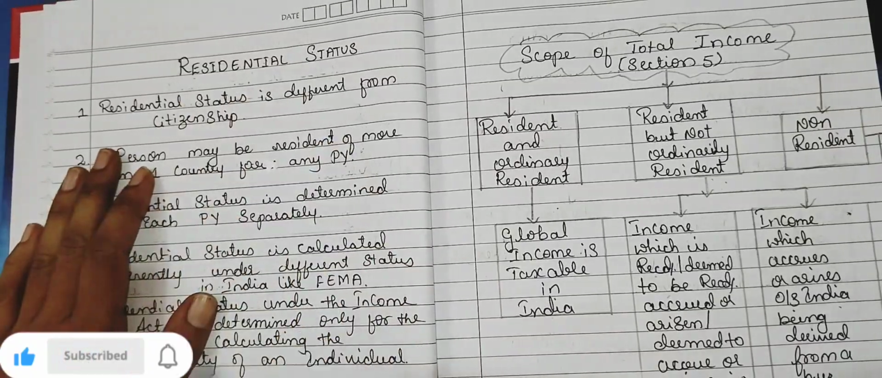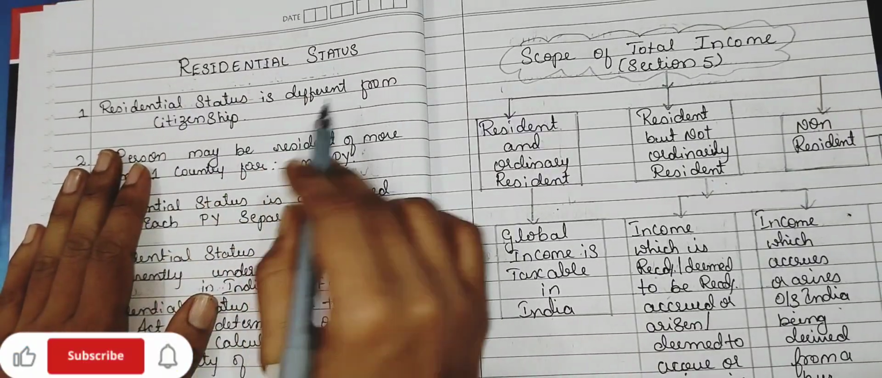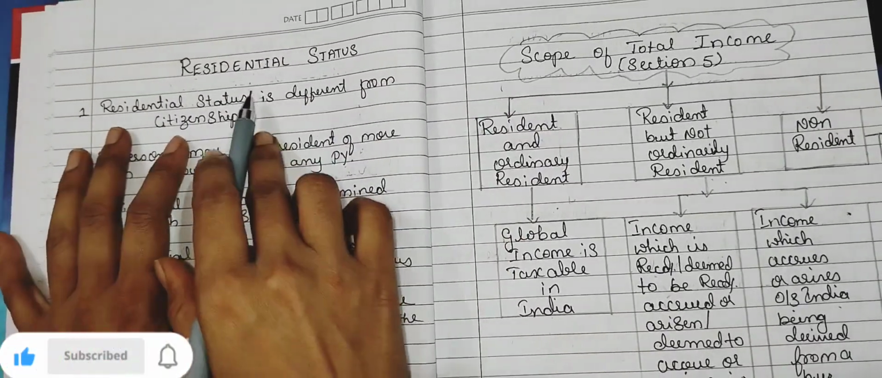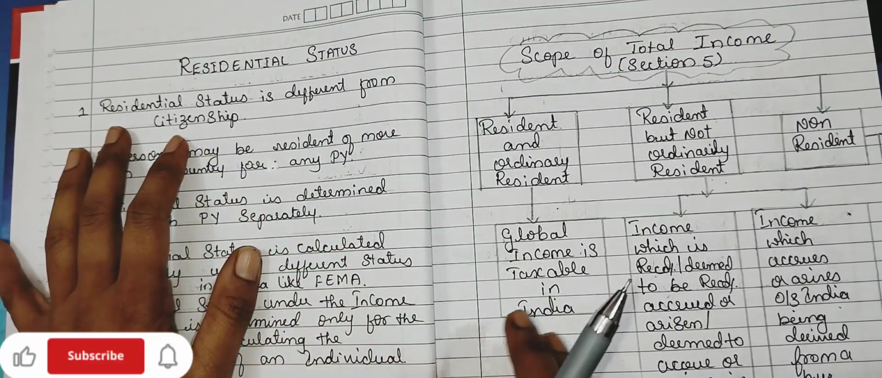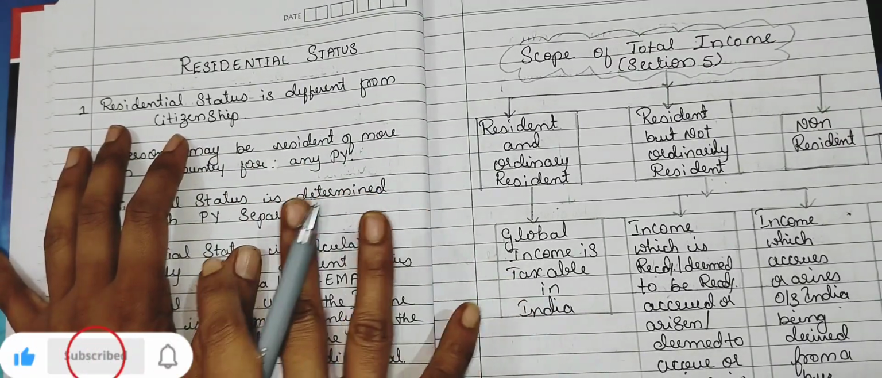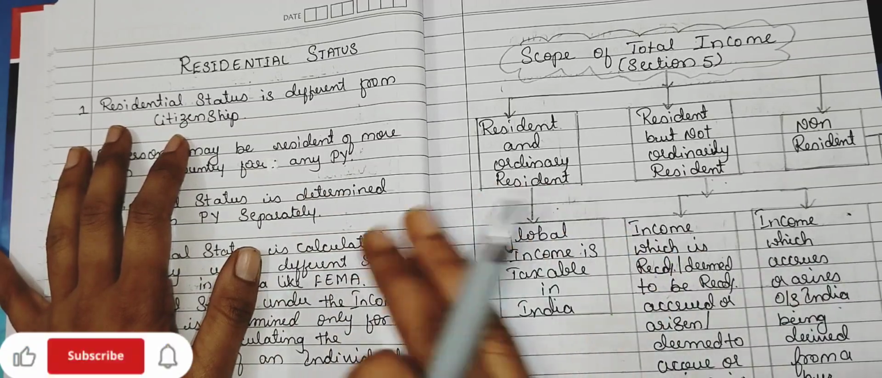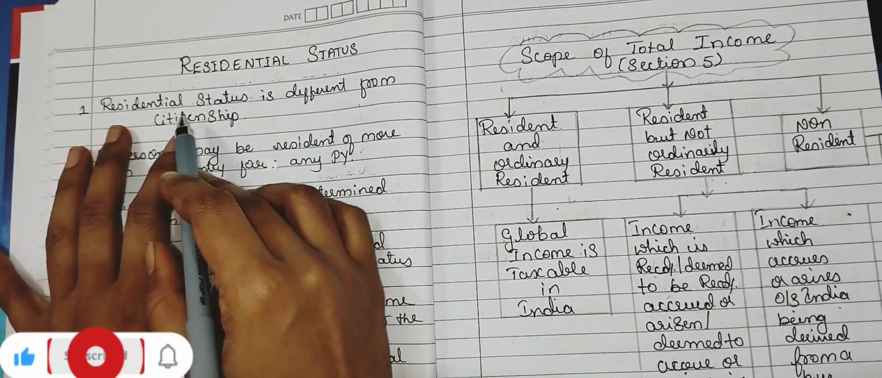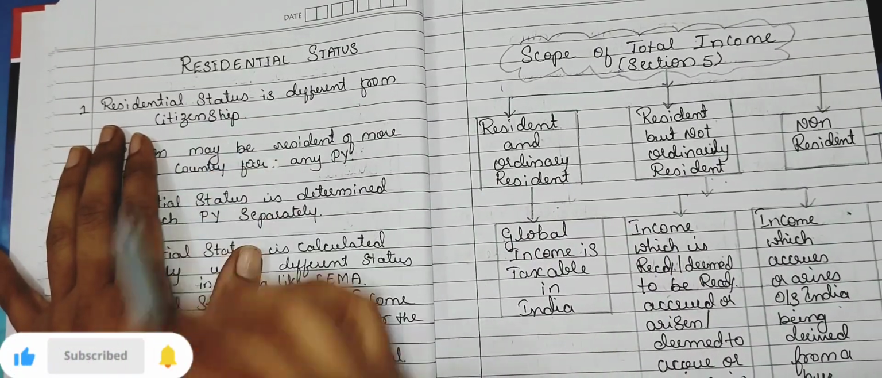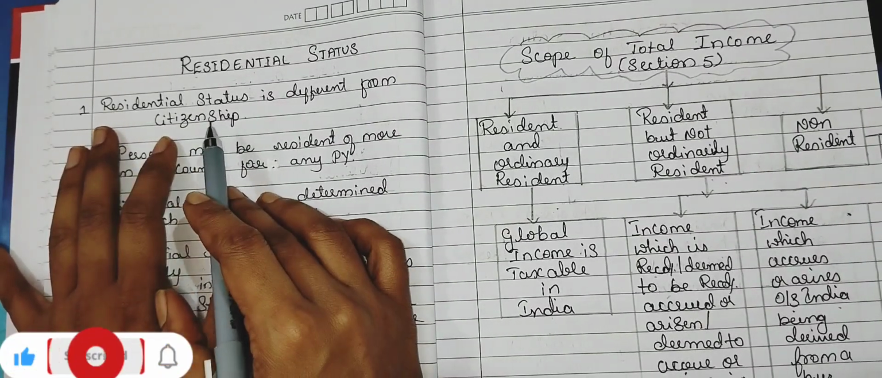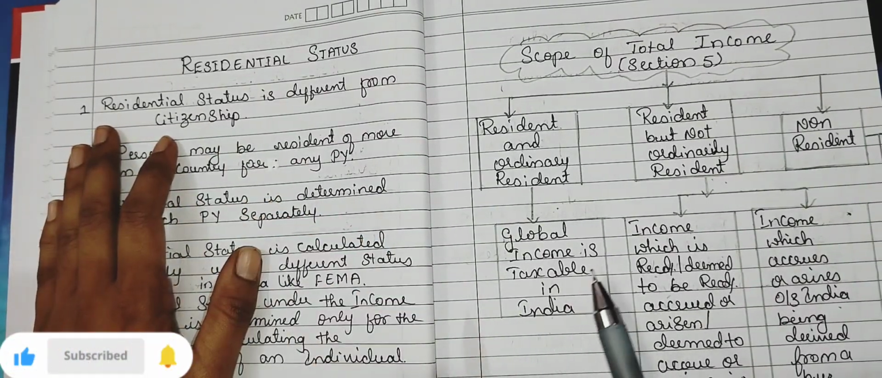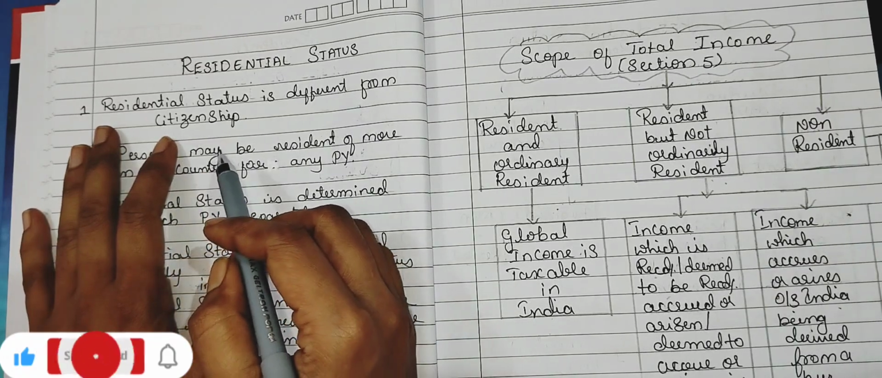So let us understand. Residential status is different from citizenship. Residential status means how many days he stayed in that country. Based on his stay, we are going to calculate his residential status. Citizenship is different. We have a separate law for citizenship.